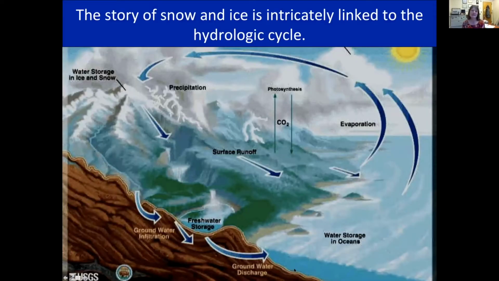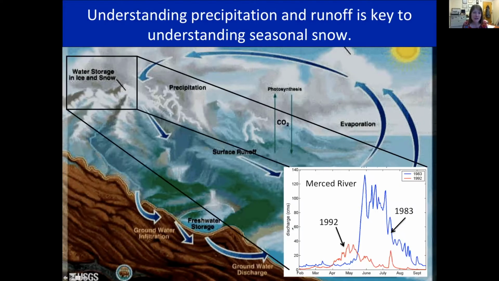All right, so we're talking about snow and ice as interdisciplinary research, but I wanted to start by emphasizing that we need to think of this as the entire hydrologic cycle. In particular, we really need to understand both precipitation, how much snowfall is falling out of the sky, and runoff as two measurements and communities that we also need to bring in to really understand seasonal snow, glaciers, and ice.